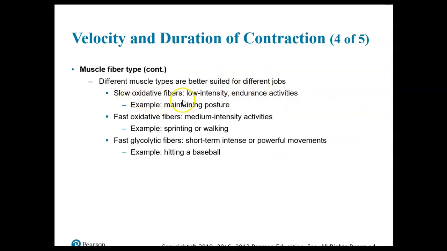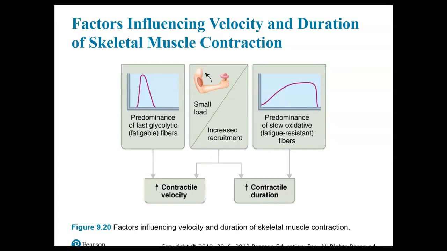The slow oxidative fibers are suited for low intensity endurance activities. For example, maintaining posture. That's not a real high intensity thing, to stand upright or sit upright. Fast oxidative fibers are for sprinting or even walking. They're for medium intensity activities. And fast glycolytic fibers are for short-term, intense, or powerful movements, like hitting a baseball. You need a lot of power, but it's a very short-term movement.